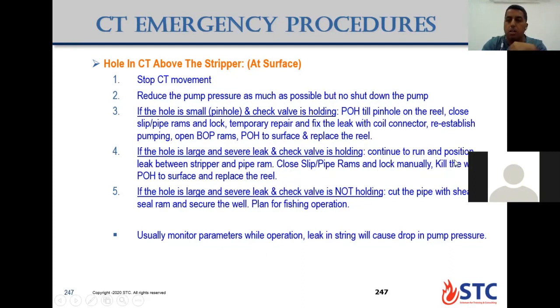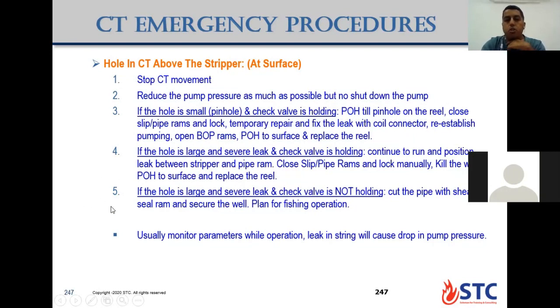In this case, second option, you need to kill the well and pull out to surface to have zero pressure or control from the leak at surface. You need to make a full replacement of the coil tubing reel. So usually with the second option here, you also need to kill the well if you cannot deal with the problem.